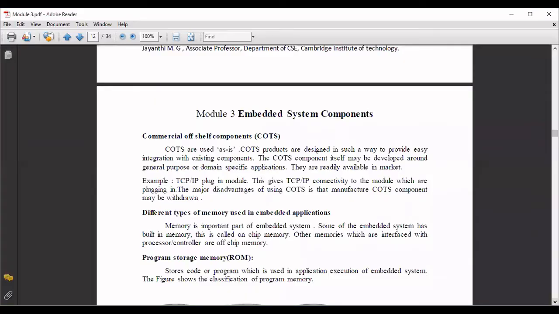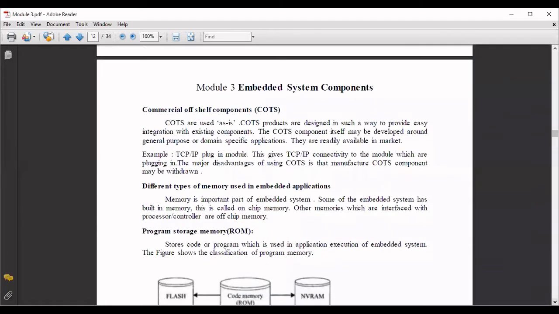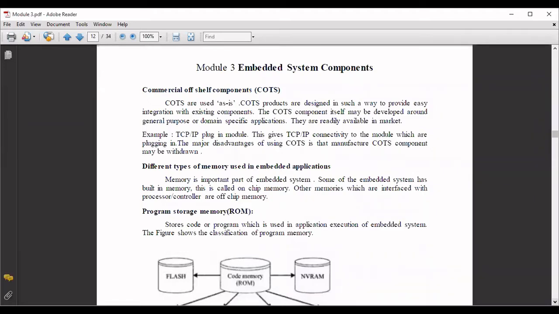System, memory is also one of the important things. You require a small amount of memory in an embedded system or embedded device. So what are the different types of memories used in the embedded system? This also comes as a separate question, based on the memories used in embedded environments or applications. It's an important part of the embedded system.